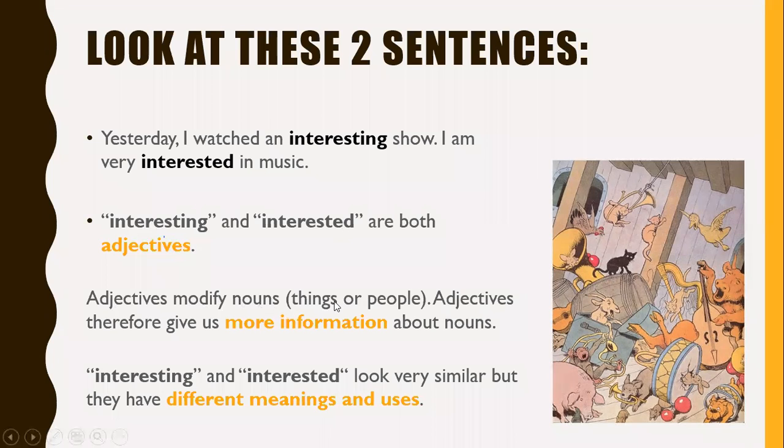So we have interesting and interested, both are, son ambos, adjectives. Adjectives modify nouns, things or people. Adjectives, therefore, give us more information about nouns. But interested is for an emotion, for people. We have here that interesting and interested look very similar, but they have different meanings and uses. So yes, definitely we're speaking about emotions.